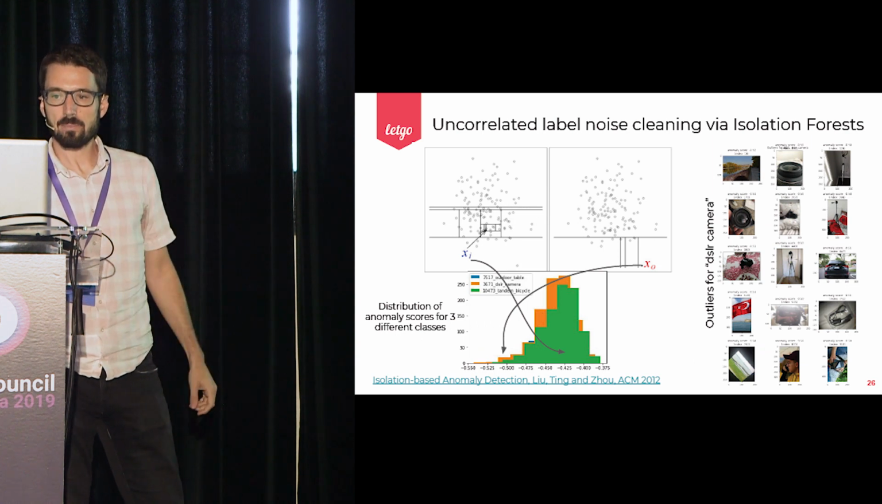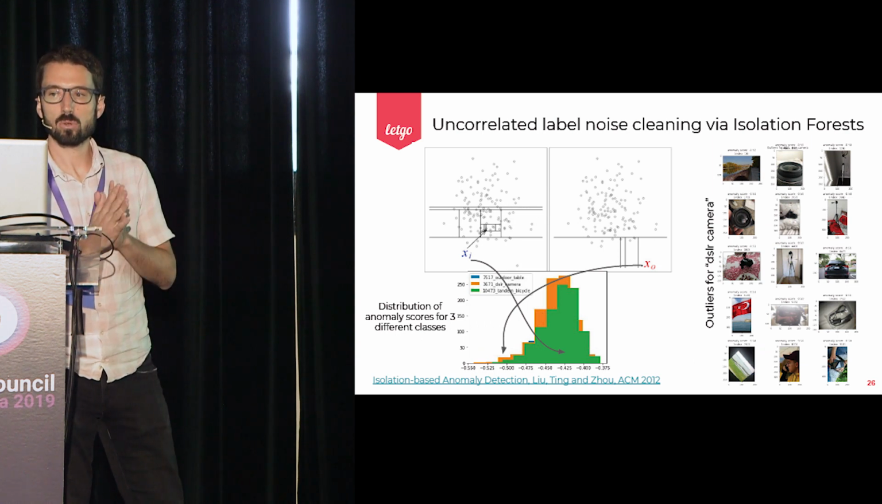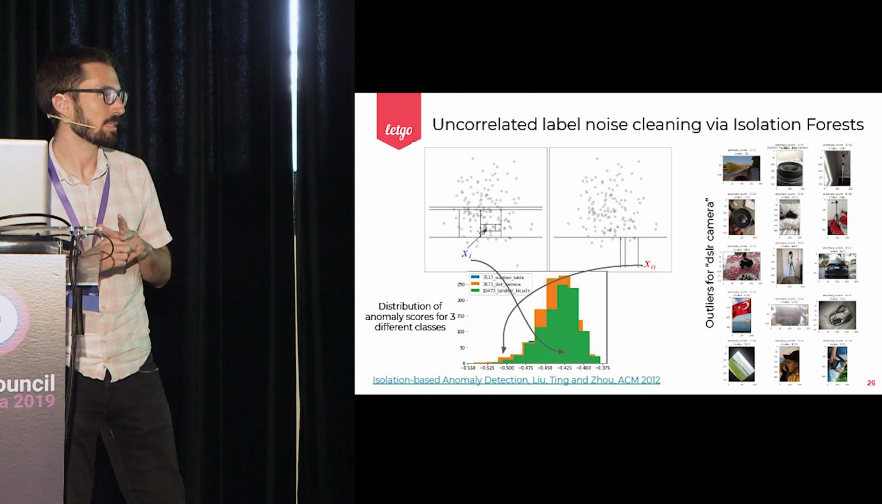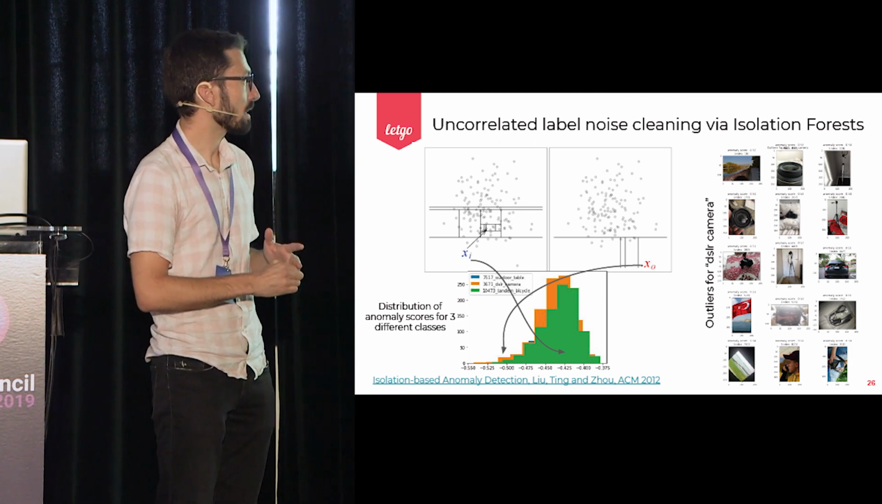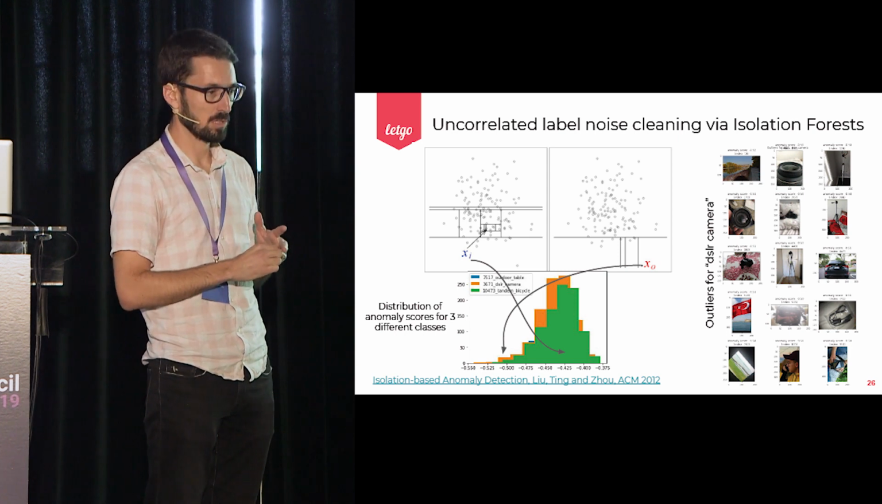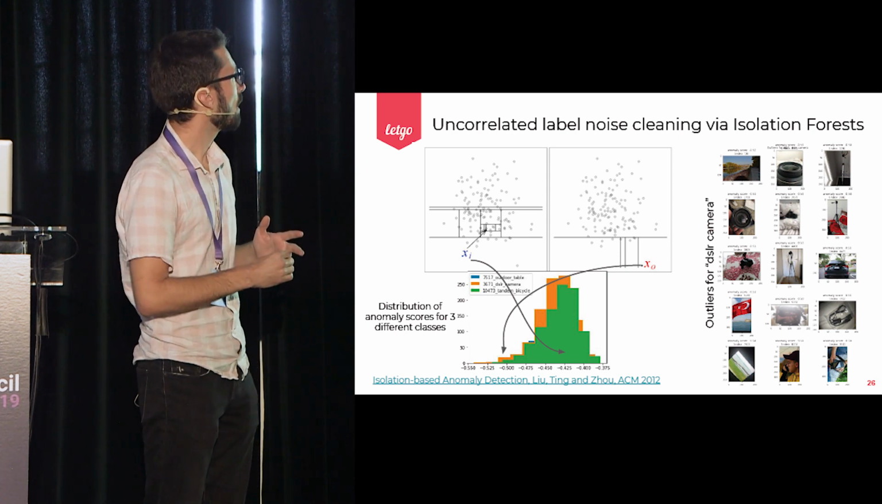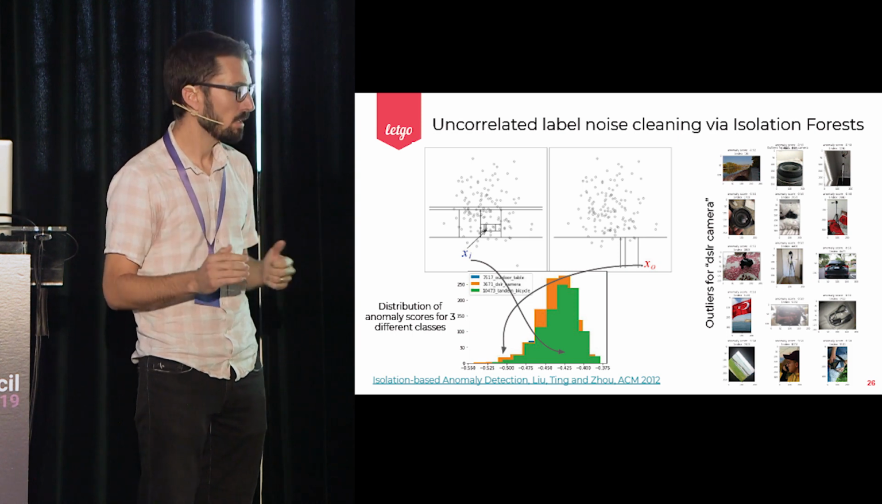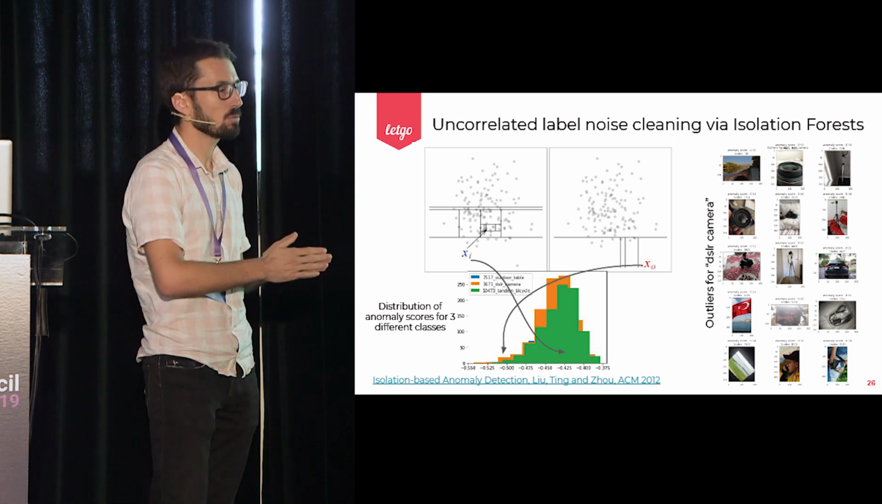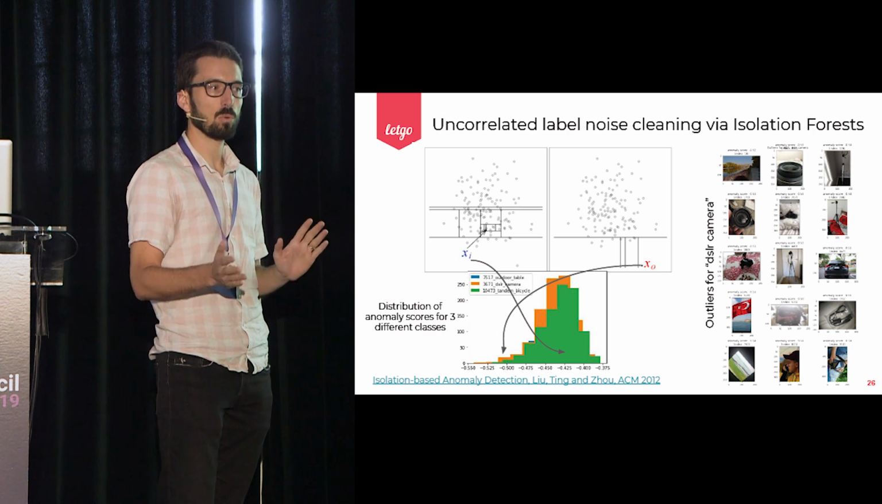So earlier I mentioned that uncorrelated label noise can be cleaned with outlier detection. Here I just wanted to share with you a technique that proved to be quite effective, which is called isolation forest. And we didn't invent this. I'll put the citation in a second. This is a very simple technique to detect outliers. Okay, so what we do is very simple.